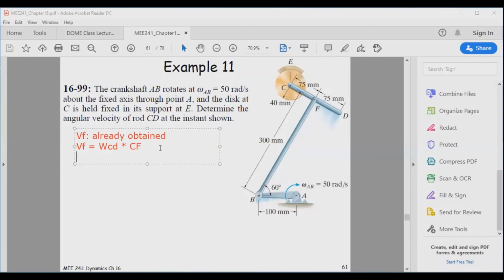So here I'm going to get my omega CD is going to be equal to VF divided by CF, right? And I already know the value of CF is going to be equal to 0.075 meters. And there you have it. So if you were to find the velocity at point D, let's say, VD is going to be equal to omega CD, which you have now, multiplied by distance CD. All right, so this is how we can solve these problems using the instantaneous center of rotation.